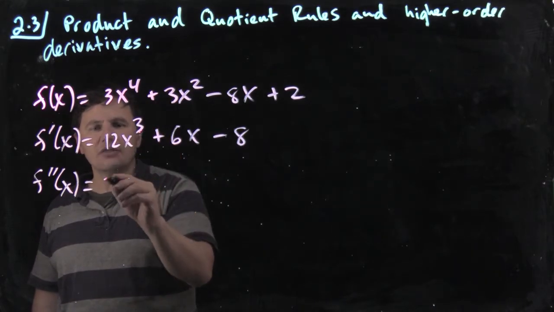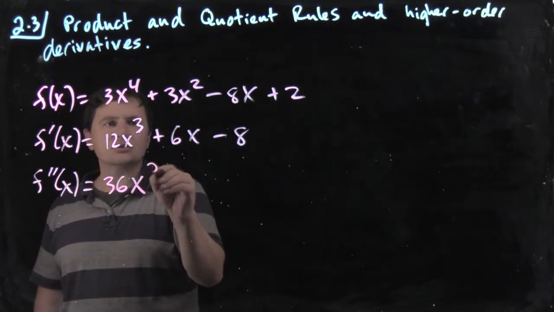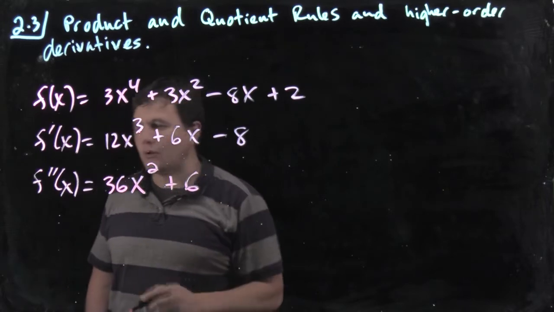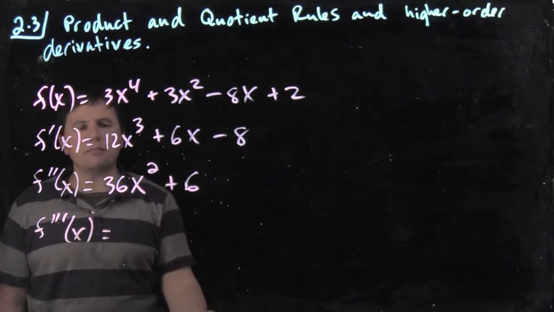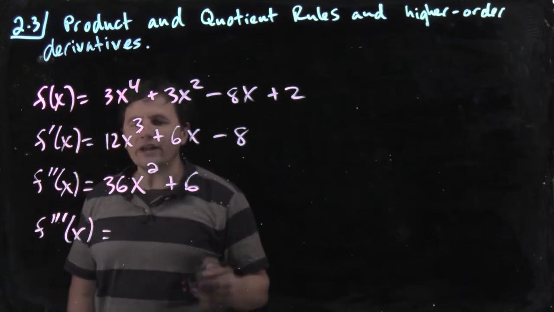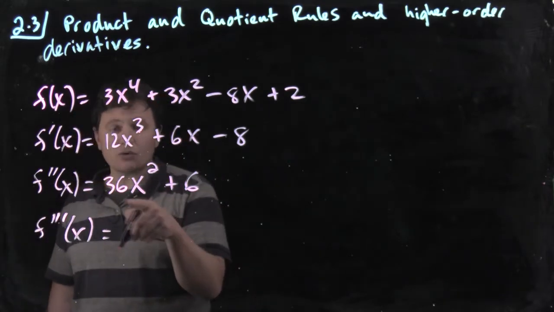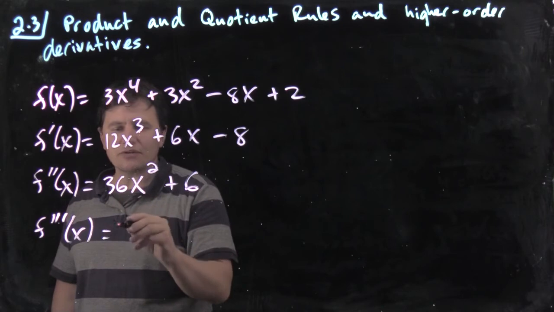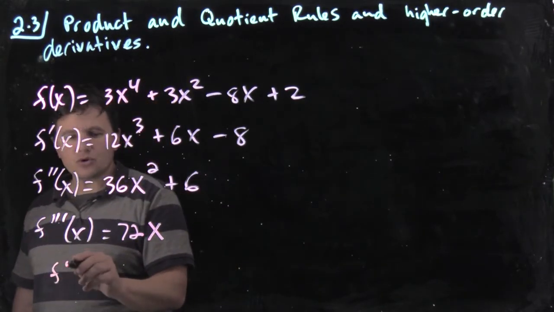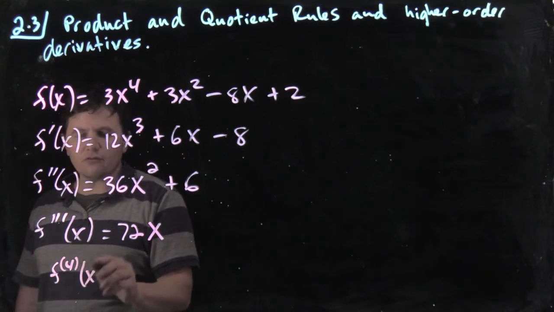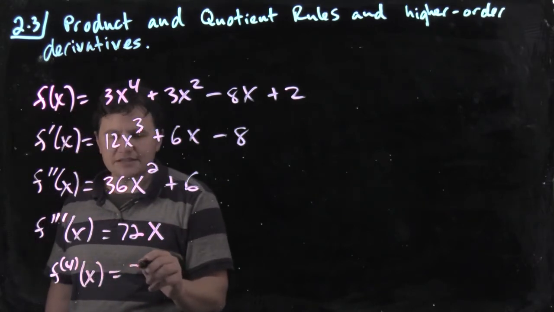So that gives us 36x squared plus 6. And then we could even go to the third derivative. I will point out when it comes to polynomials, at some point, they're always going to go to 0. So take the derivative, that's 72x. And then if I take one more derivative, the fourth derivative, and I can just keep going, that's 72.